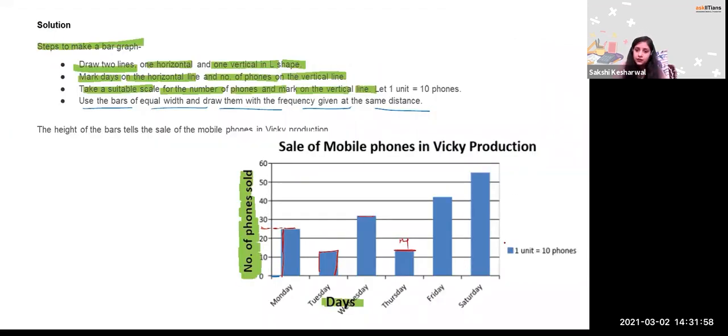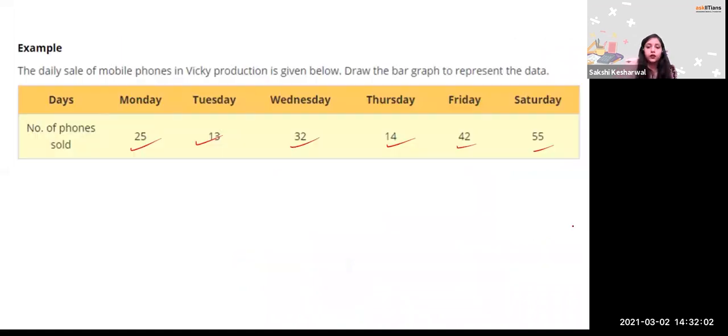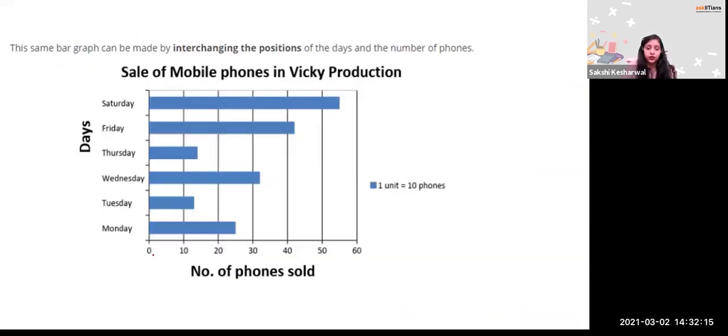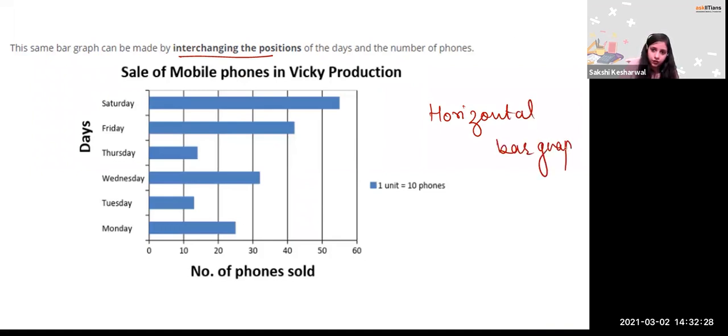So what happened? Unit is very important, right? So one unit is equal to what? 10 phones. Over here, if you see the scale, I'll be writing this as one unit is equal to one student. That's it. I will be writing that. So this is the way of presentation, right? And you can present the same data on the horizontal by interchanging the position. So this one is known as the horizontal bar graph, right?